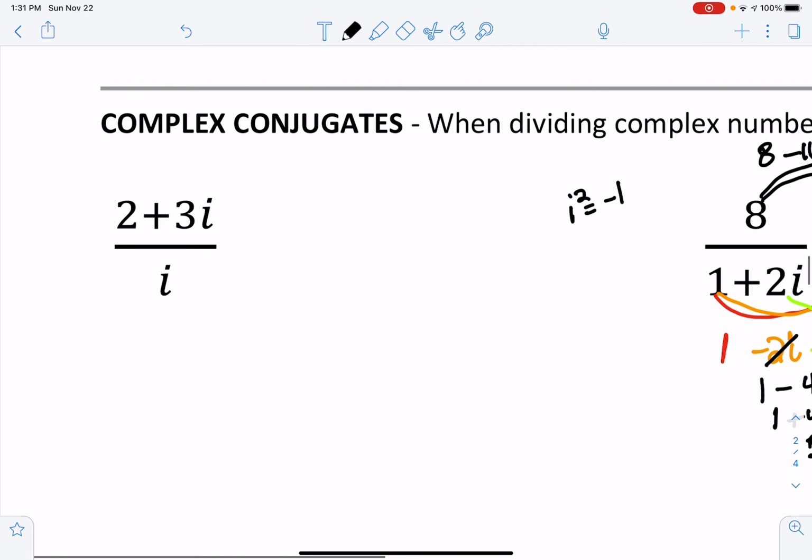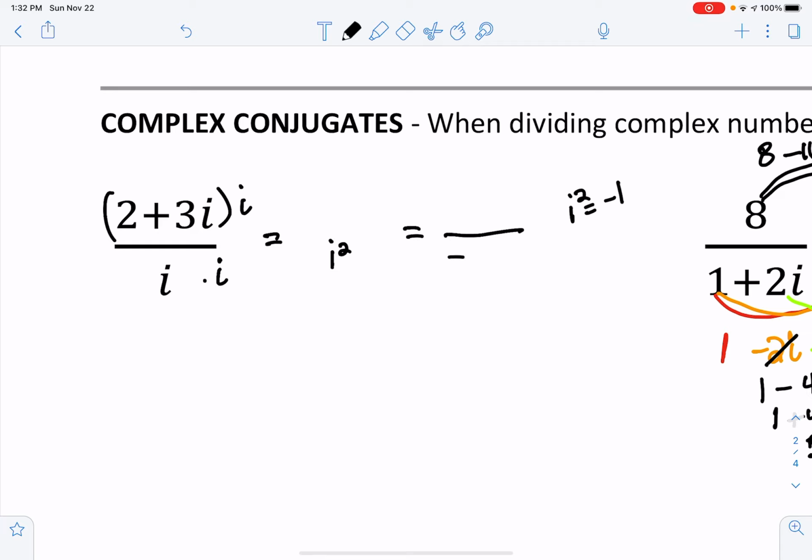The next part would be, what happens if I have just an i down there? We know the way to turn that into a number so that you don't have an i anymore is just to multiply the top and bottom by i, because that's going to get you i squared in the denominator. And we know that i squared becomes negative 1.